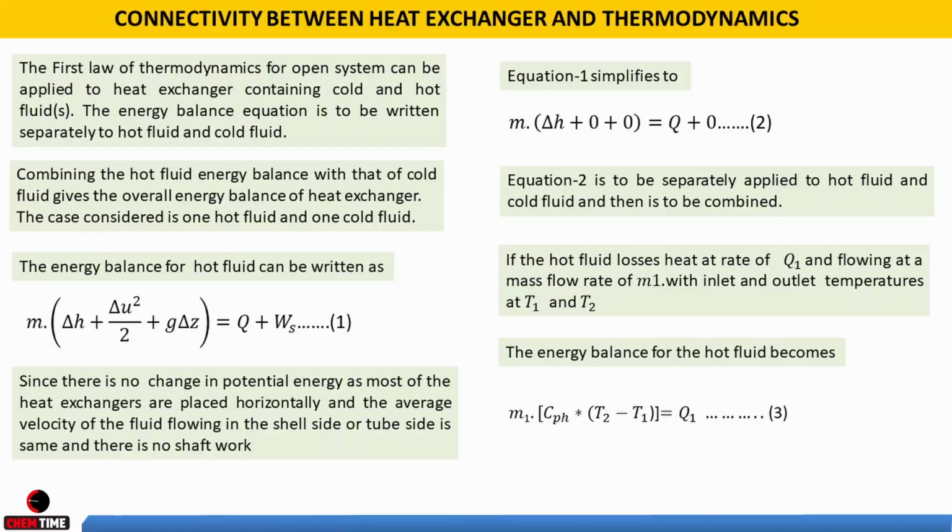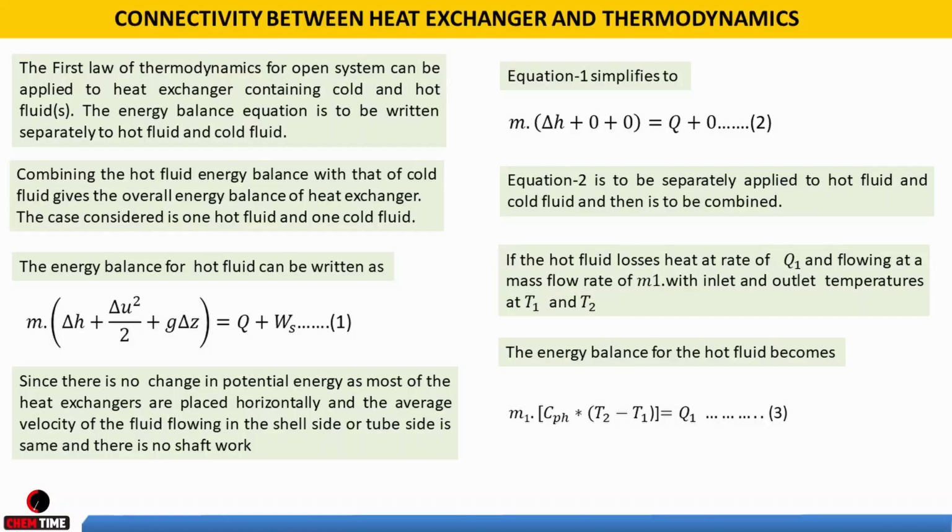So the general energy balance equation is m dot into delta H plus delta U square by 2 plus g delta Z is equal to Q plus Ws. Now, since there is no change in potential energy because most of the heat exchangers will be placed horizontally, and there is no change in velocity of the fluid either on the shell side or on the tube side, and there is no shaft work, the energy balance equation gets simplified to m dot delta H is equal to Q.